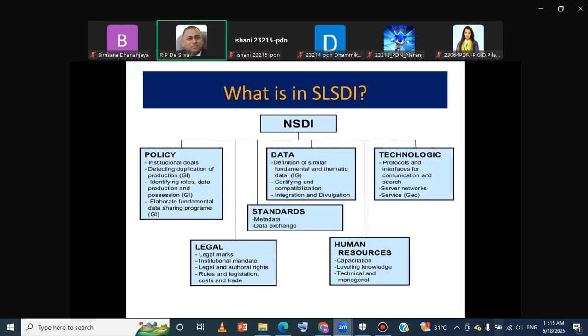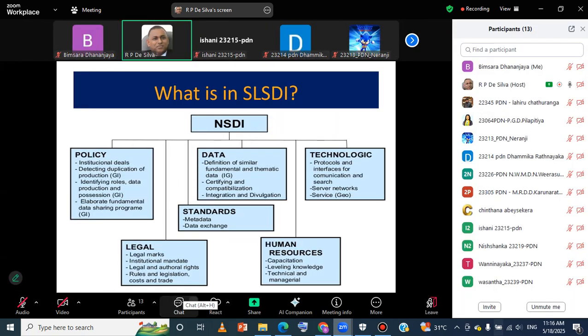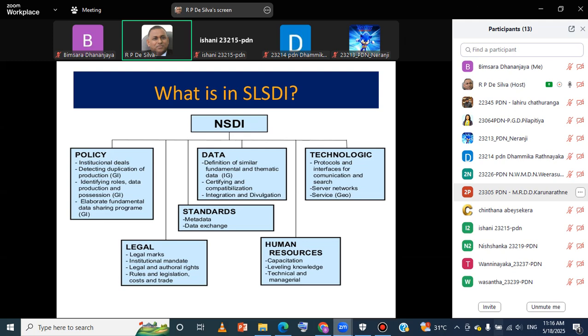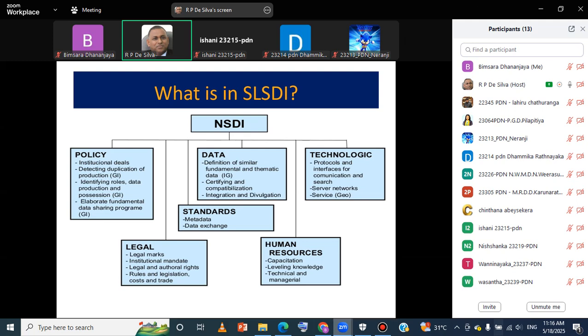So Sri Lanka Spatial Data Infrastructure, we have a policy component where we have institutional deals, detecting duplication of production of geographic information, identifying roles, data production and procession of geographic information, elaborate fundamental data sharing programs. Under legal, we have legal marks, institutional mandates defined, legal and authoritative rights, rules and legislation, and costs and trading platforms.